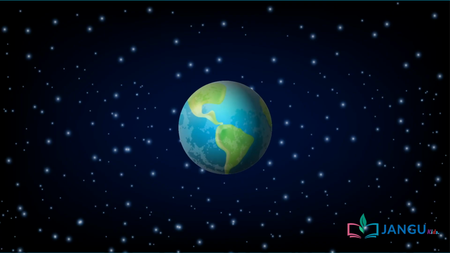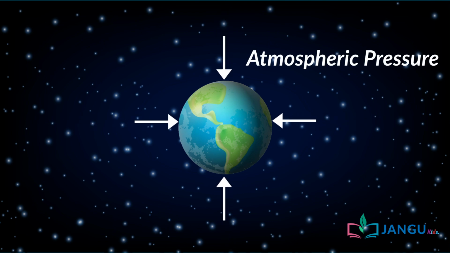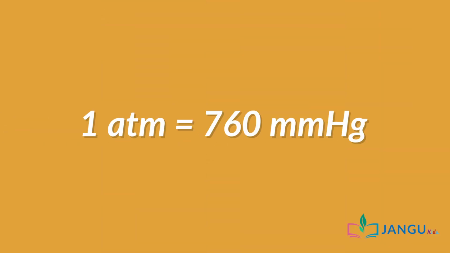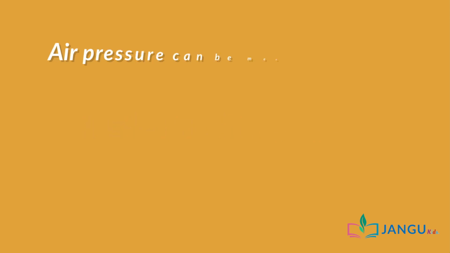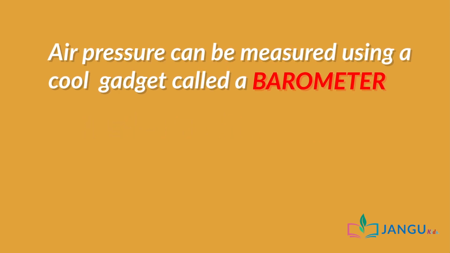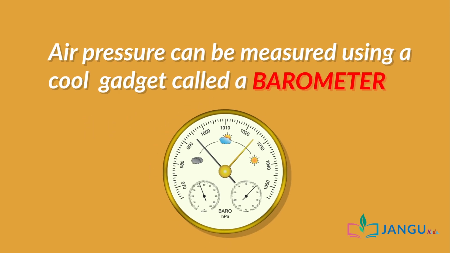The atmosphere is an air belt that surrounds the Earth. The pressure exerted by the Earth's atmosphere at any given point is called atmospheric pressure. 1 atmosphere equals a height of 760 millimeters in the column of mercury. Air pressure can be measured using a cool gadget called a barometer.